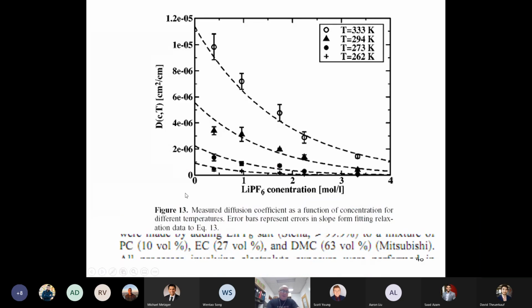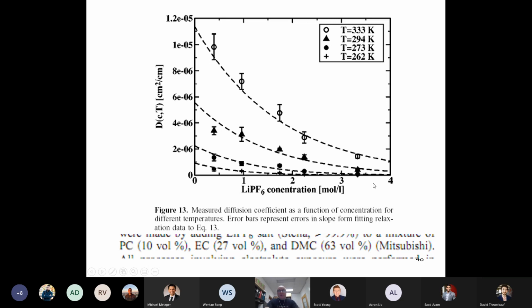So in that paper, Reimers and Valoen measured data for the diffusion constant of lithium in PC, EC, DMC as a function of concentration and temperature, different temperatures shown here. So 273 Kelvin is 0 C, and they go up to 60 degrees C at 333. And you can see the diffusion constant increases dramatically with temperature and decreases dramatically with concentration. And it decreases with concentration because, as we mentioned before, the viscosity increases with concentration.